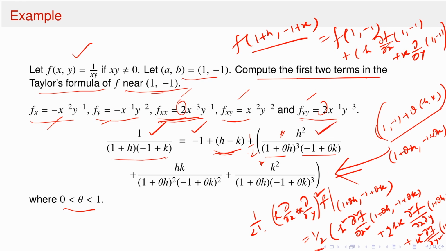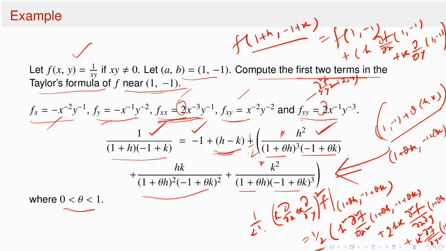What will happen in the last one, again k square del 2f del y square at the point (1 plus theta h, minus 1 plus theta k). Again 1 2 is there already in the del 2f, that is the del 2f del y square, at the point x y, of course. So, you just get 2 cancelled. I will just evaluate it: 1 by x by 1 by y cube, 1 by x means 1 by (1 plus theta h) times (minus 1 plus theta k) to the power cube.